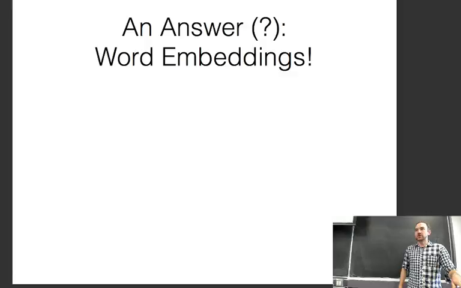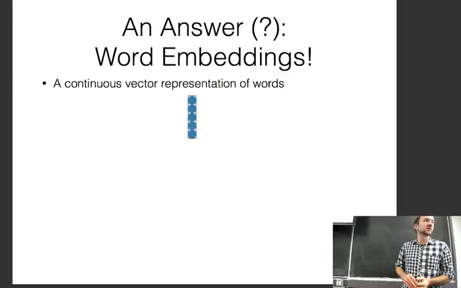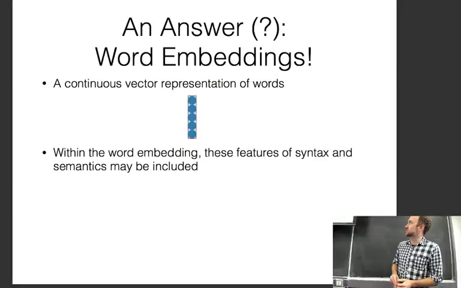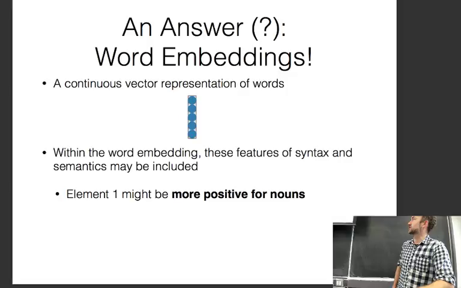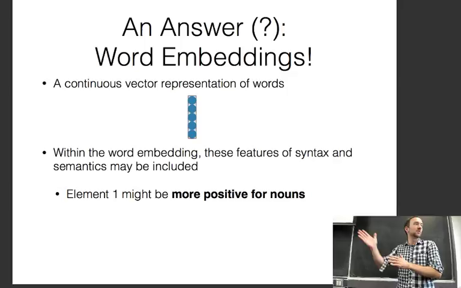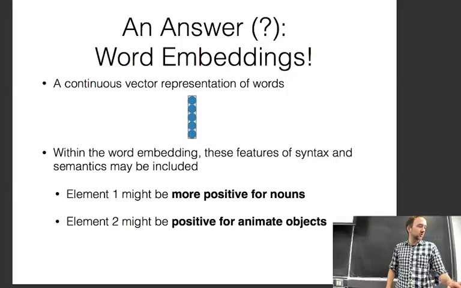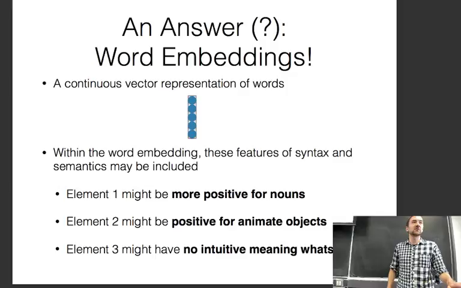So the answer, which you read about in the reading, is word embeddings or word vectors or word representations, whatever you want to call them. So we have a continuous vector representation of words that looks something like this. And within the word embeddings, hopefully the features of syntax or semantics or whatever might be included. So for example, element one here might be more positive for nouns. Or element one and element three and element seven, if you put them in that direction, might be indicative of a noun or something like that. Element two might be more positive for animate objects, and element three might have no intuitive meaning whatsoever, which is actually the case for probably most of the things in this vector. It probably has a meaning, but it's not interpretable.